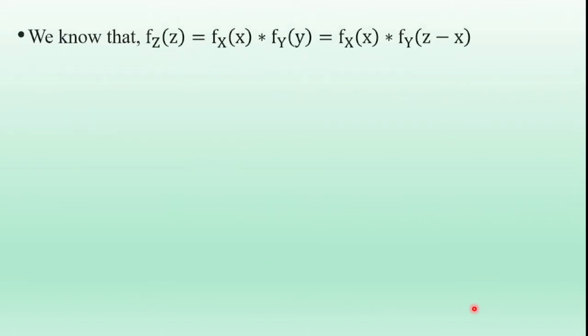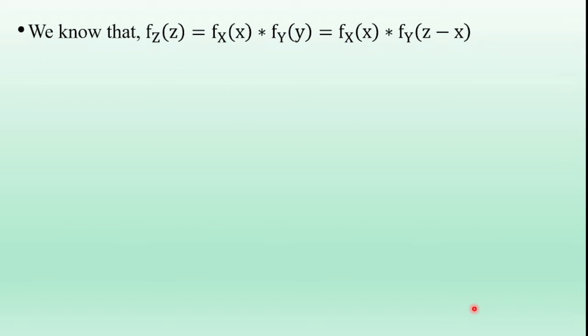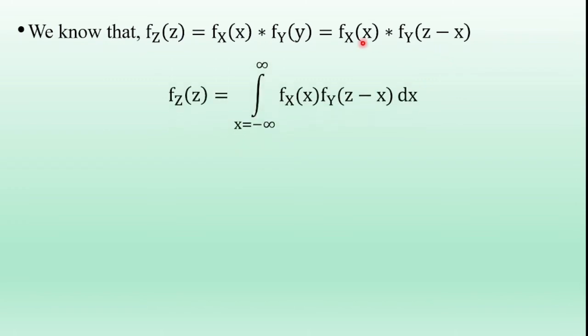So we know that the probability density function of the sum of two random variables is fz of z equal to fx of x convolution fy of y. Now here x plus y is equal to z, so y is equal to z minus x. Substitute y equal to z minus x. We get fz of z equal to fx of x convolution fy of z minus x. The convolution between these two density functions is the integral from x equal to minus infinity to infinity of fx of x into fy of z minus x dx.